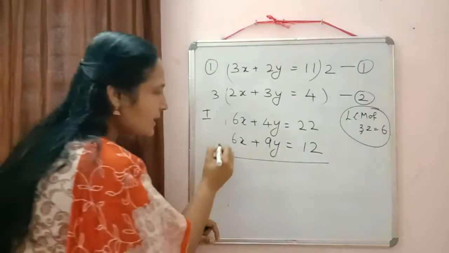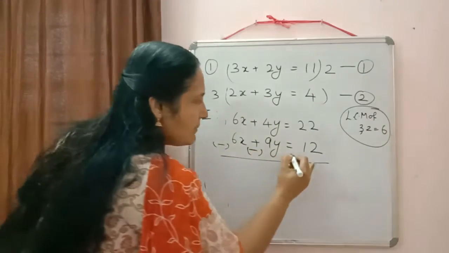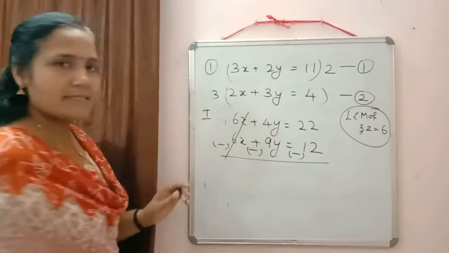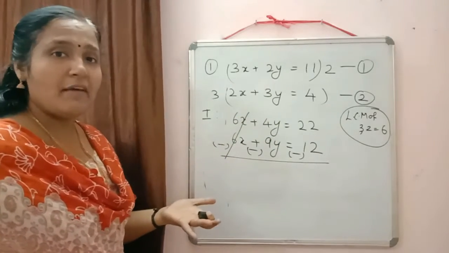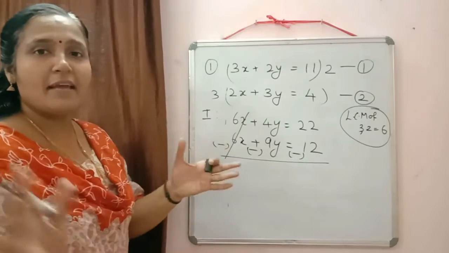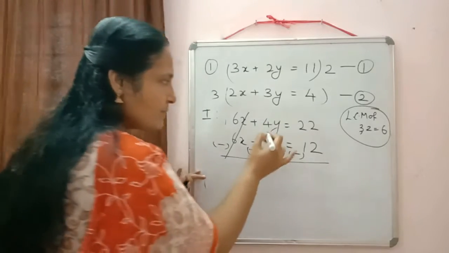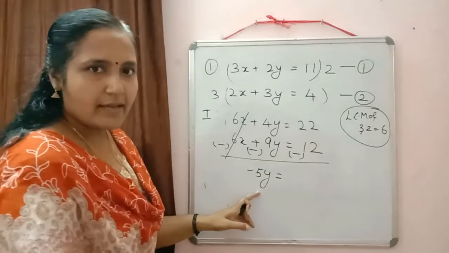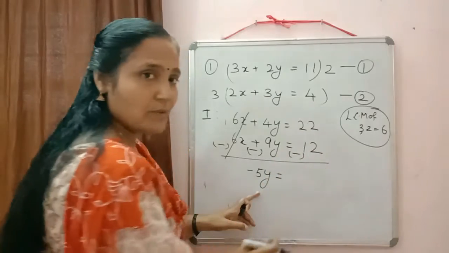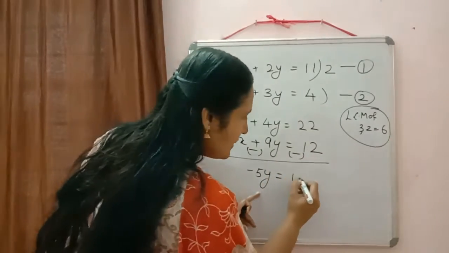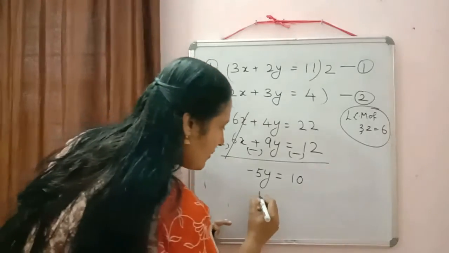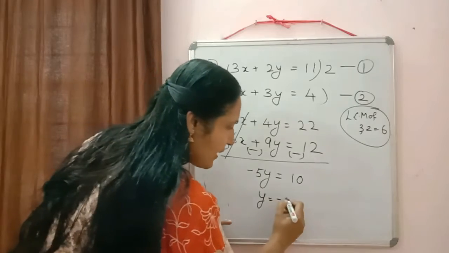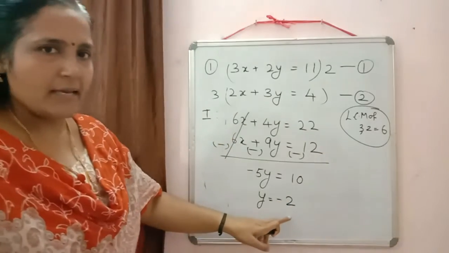When we do the subtraction, the sign will change. Positive will become negative, negative will become positive. So here 6x and minus 6x cancel. Which variable have we eliminated? We have eliminated the variable x. So remaining now 4y minus 9y, that is minus 5y is equal to 22 minus 12. 22 minus 12 is equal to 10. So from here we get y is equal to 10 divided by minus 5. So y is equal to minus 2.